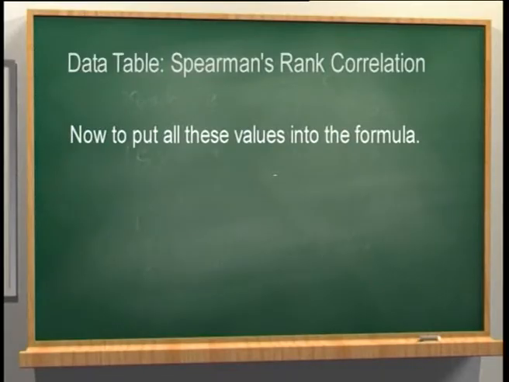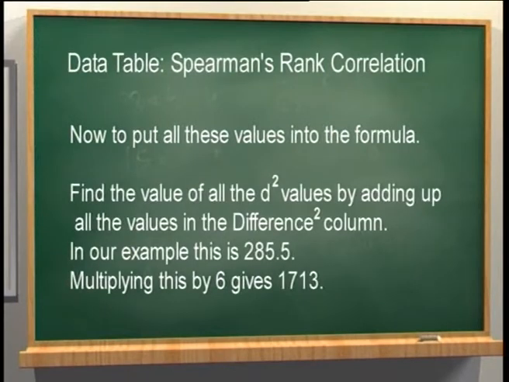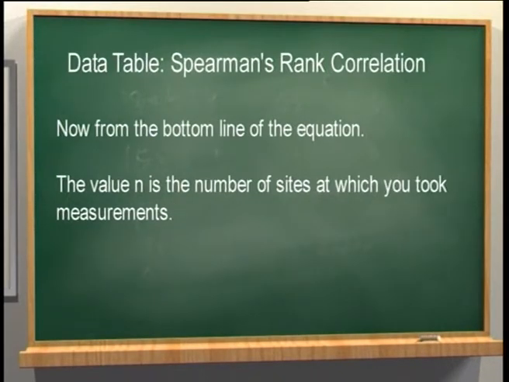Now put all these values into the formula. Find the value of all the d squared values by adding up the values in the difference squared column. In our example, this is 285.5. Multiplying this by 6 gives 1713. Now, from the bottom line of the equation, the value n is the number of sites at which you took measurements.